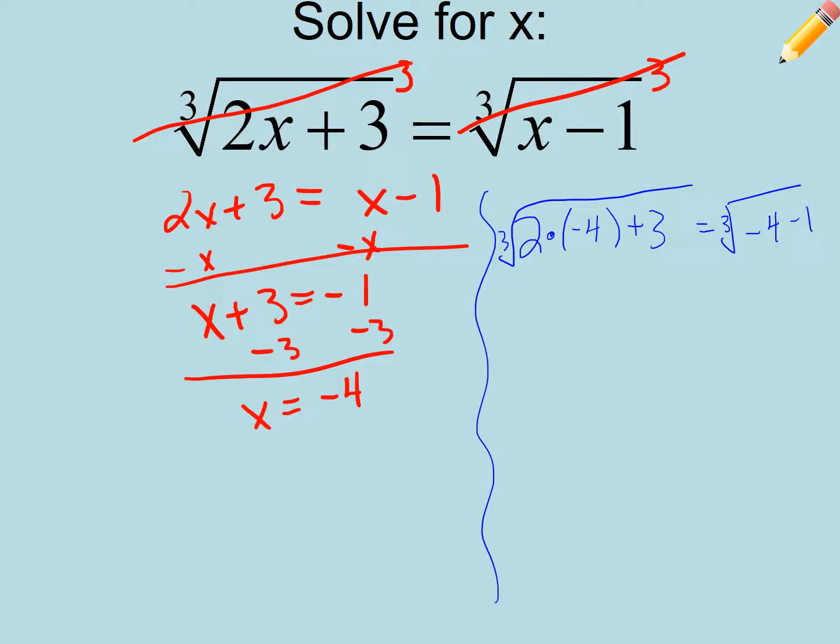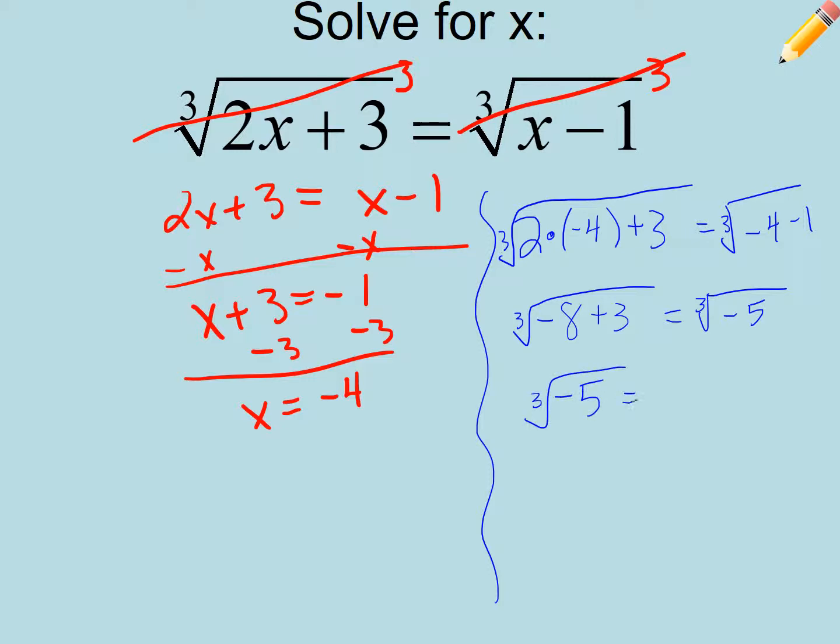So I'm working from left to right now. 2 times a negative 4 is negative 8 plus 3, and that's still underneath our cubed root. We know that negative 4 minus 1 is a negative 5. Okay, now we have negative 8 plus 3 is negative 5.